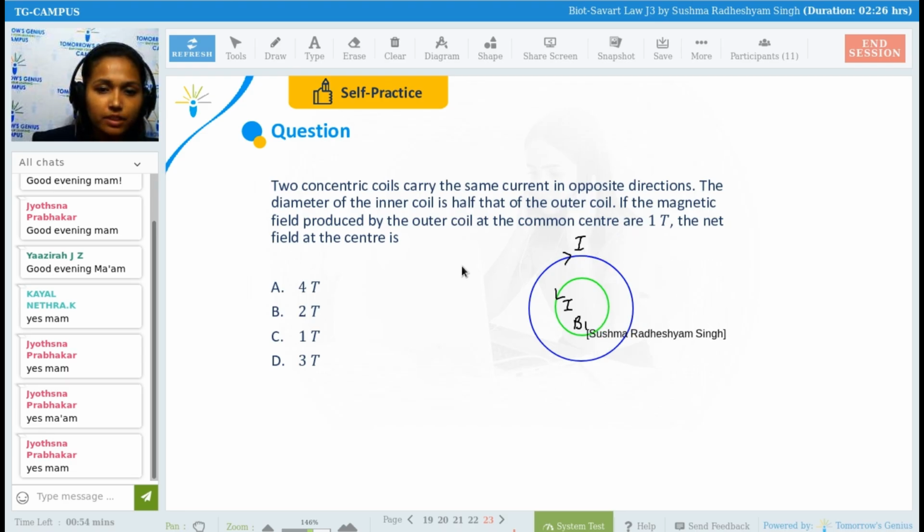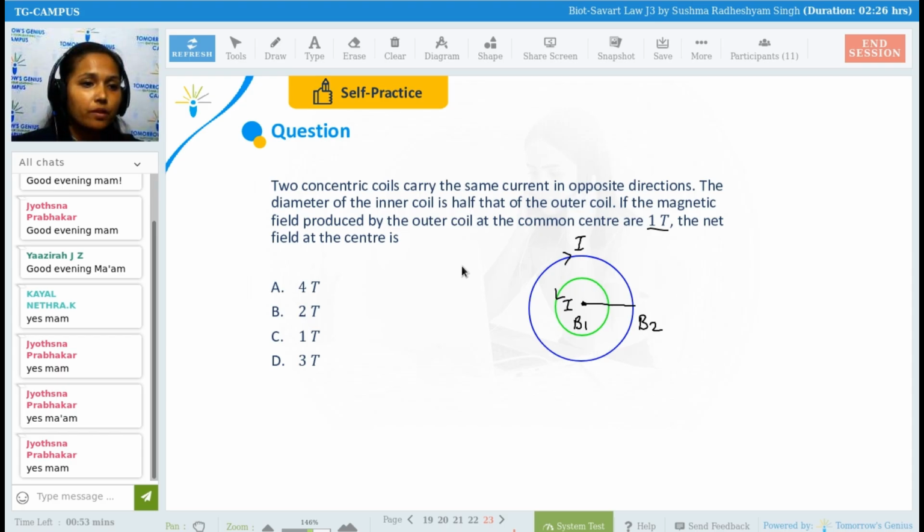This is the magnetic field B1, this is the magnetic field B2. If the magnetic field produced by the outer coil at the common center is 1 Tesla, so the outer coil produces 1 Tesla. They want to know what the net magnetic field at the center is. So which formula are we going to use here? Can you tell me?